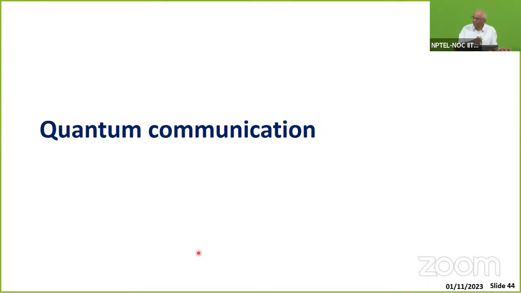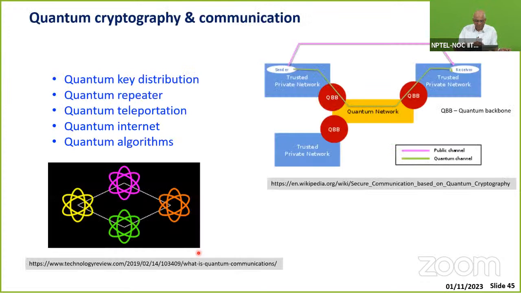Say, for example, quantum communication. That's one of the applications. So what is it? You have quantum cryptography and communication. So suppose you have a trusted private network. On one end is a sending person and the receiver, another trusted private network, right? You have a public channel. This public channel, even if you encrypt it, anybody can break the encryption with these modern computers.